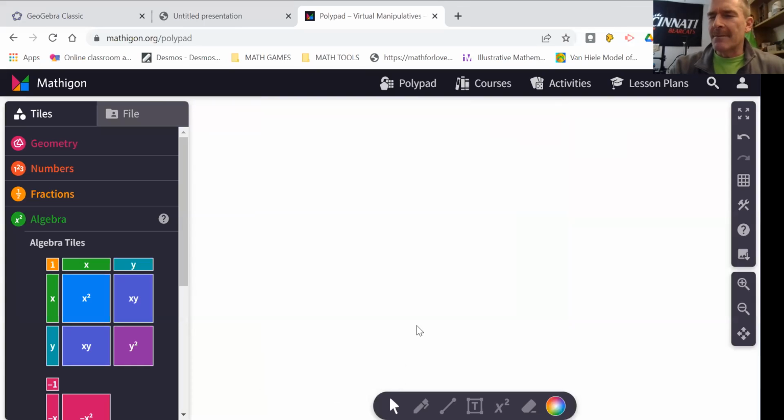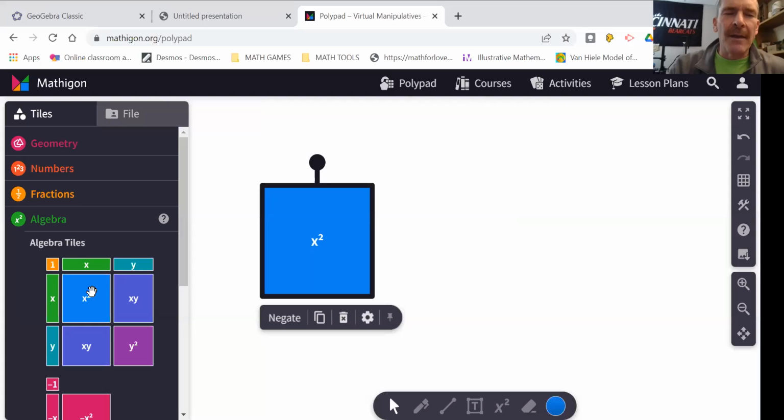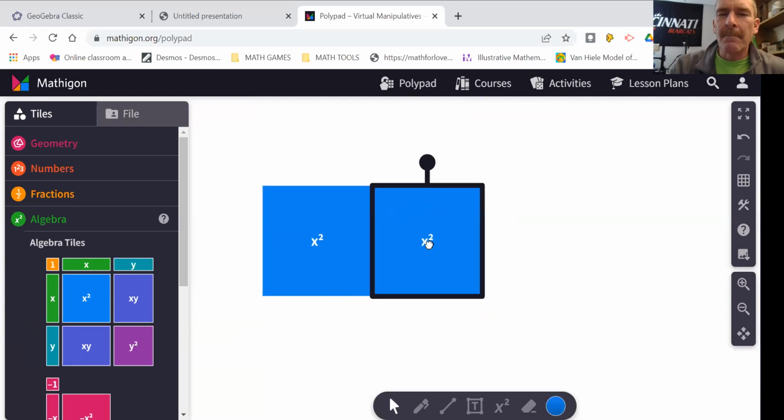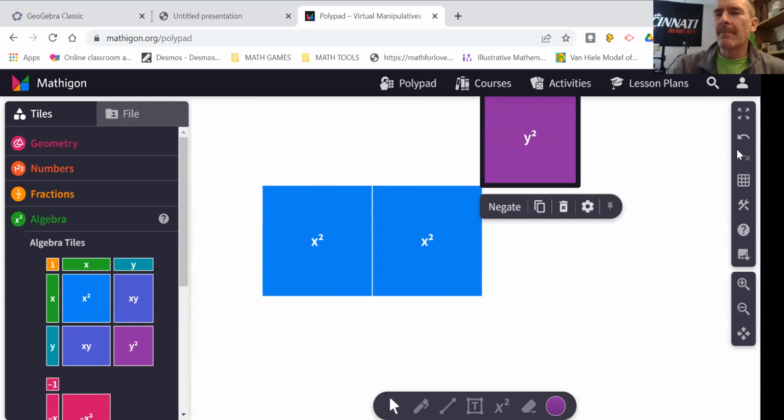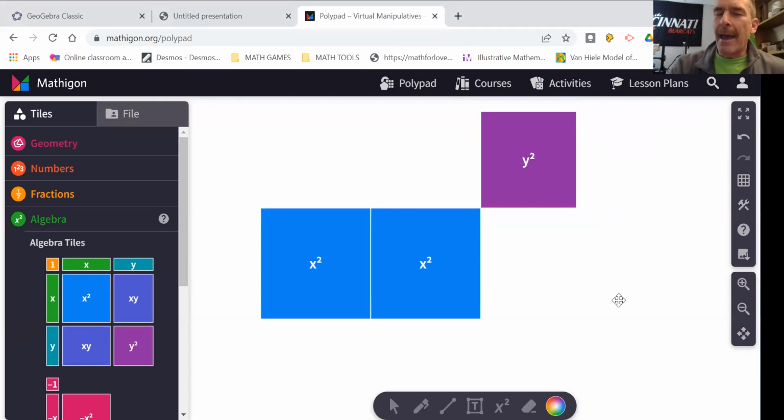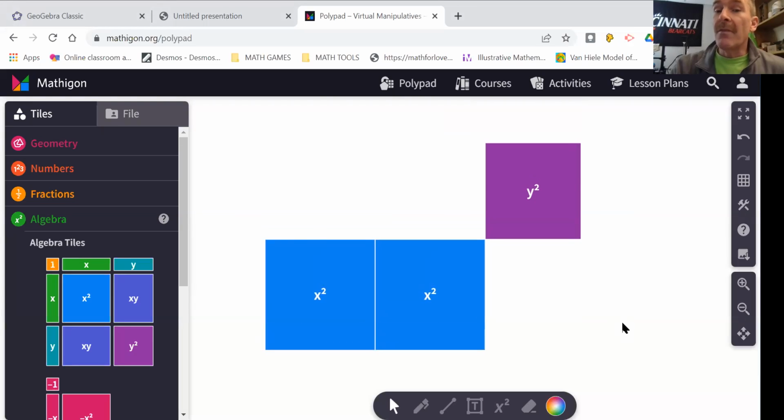So let's see what happens. What if I did, instead of an x squared, 2x squared and a y squared? This would be an ellipse, probably taller than it is wide. Let's see if we can figure out what things we would need to add.